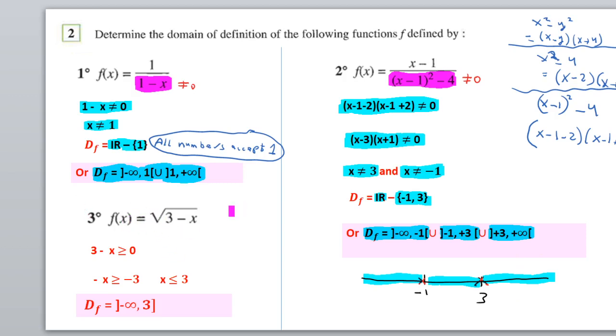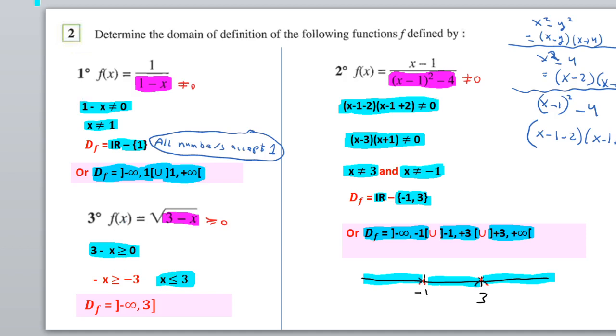f of x equals radical 3 minus x. What is inside the radical, 3 minus x, should be greater or equal to 0. As we said, 3 minus x should be greater or equal to 0. So we write 3 minus x greater or equal to 0, and then minus x greater or equal to negative 3. I can take 3 to the other side, so it will be x less or equal to 3.